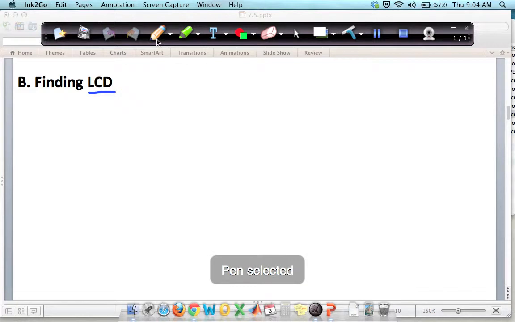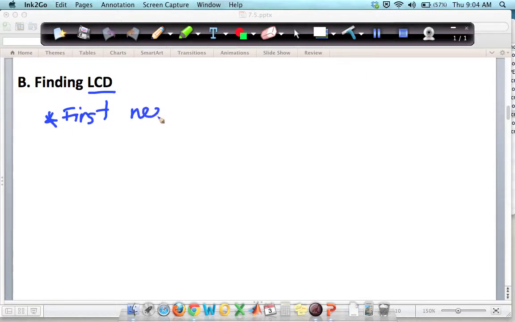The way I always mention it is, first thing that you need to do before you can even find the LCD is you need to factor if you can. So if you can pull out a GCF, if you have a trinomial you can factor, you need to do this first before looking for the LCD, so it's the least complicated LCD you can find.